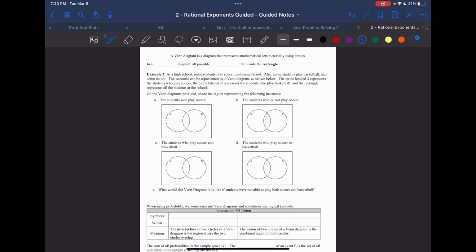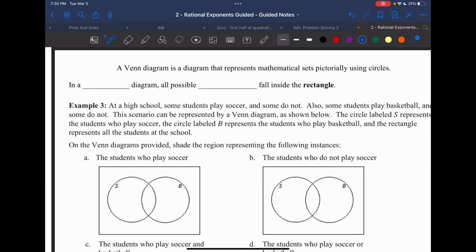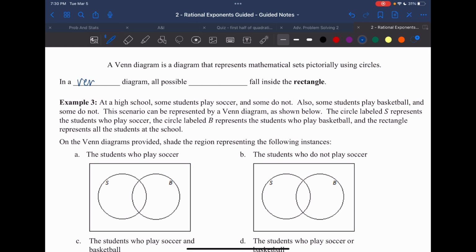The next idea we're going to talk about are Venn diagrams. A Venn diagram is a diagram that represents mathematical sets pictorially using circles. In a Venn diagram, all possible results fall inside the rectangle.